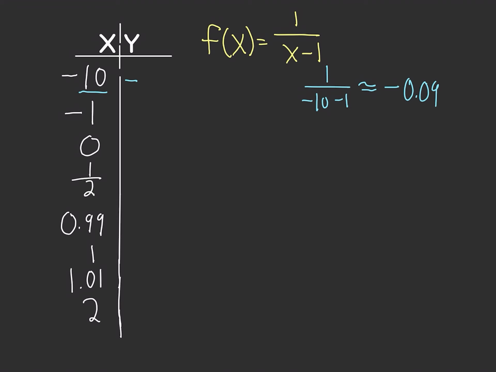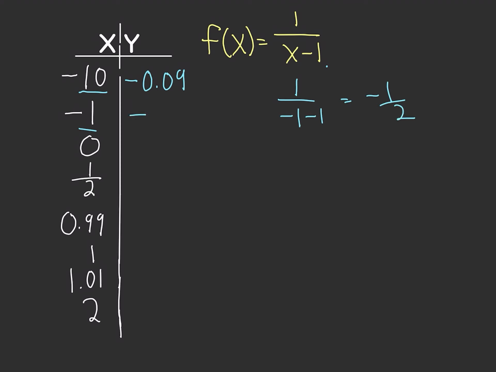So I'm going to write that down. Then I'm going to go to the next one. I've got 1 over the negative 1 minus 1, so we're going to have 1 over negative 2. So it's going to be negative 1/2 for that one. Then plugging in the 0, we're going to have 1 over 0 minus 1. So that's really just negative 1.